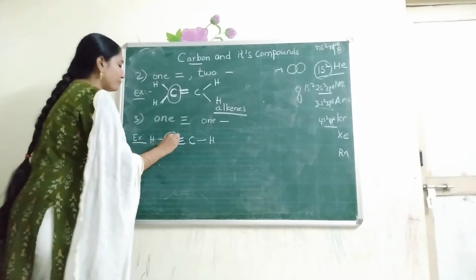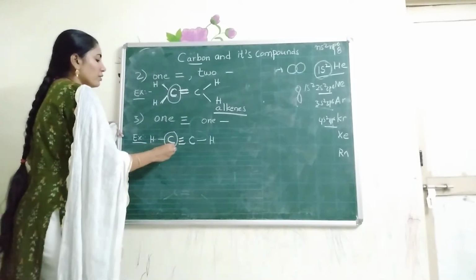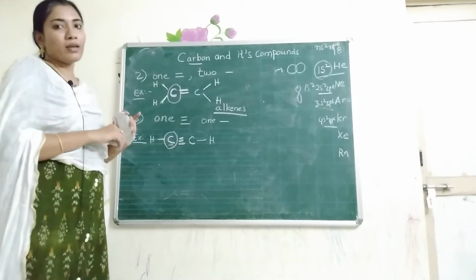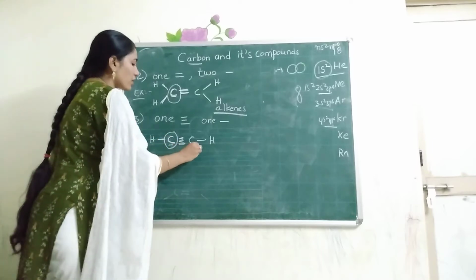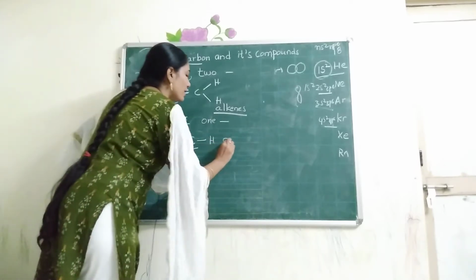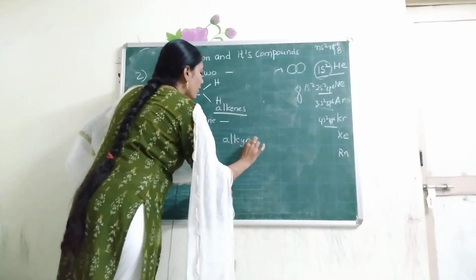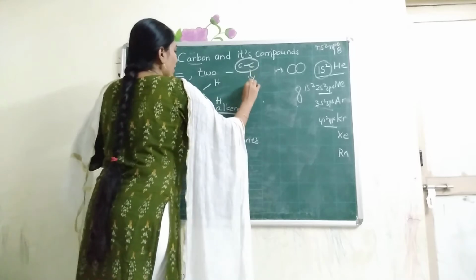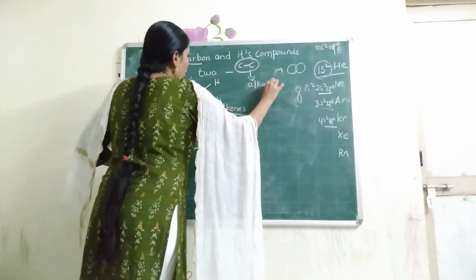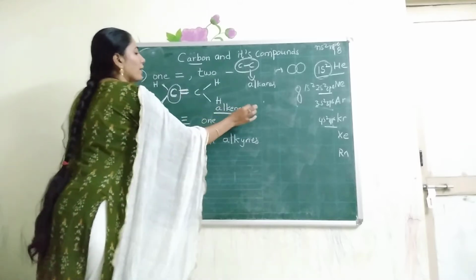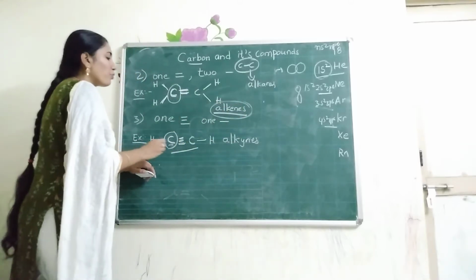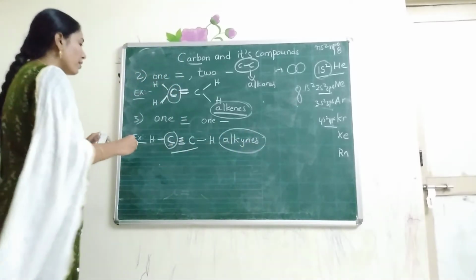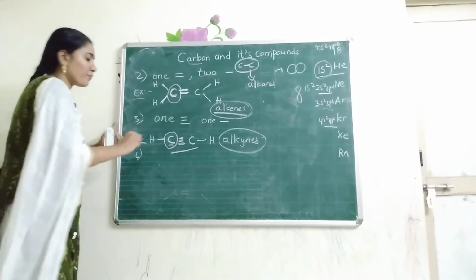Now, out of these 4 covalent bonds, one is a triple covalent bond and one is a single covalent bond. The compounds which contain C triple bond C are called alkynes. The compounds which contain C single bond C are called alkanes. The compounds which contain C double bond C are called alkenes. The next one, there is another possibility.